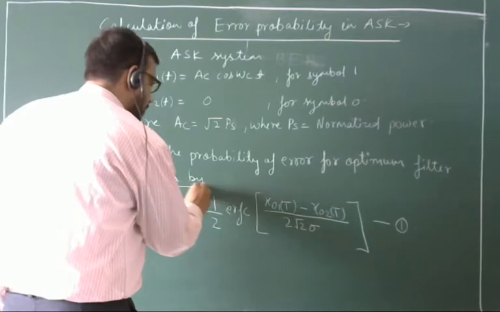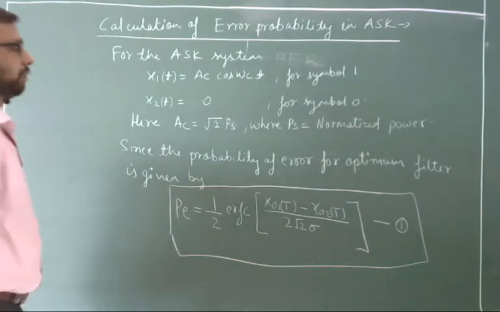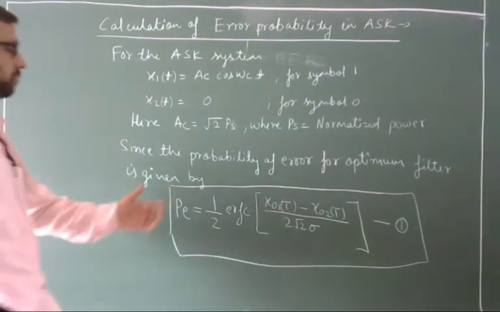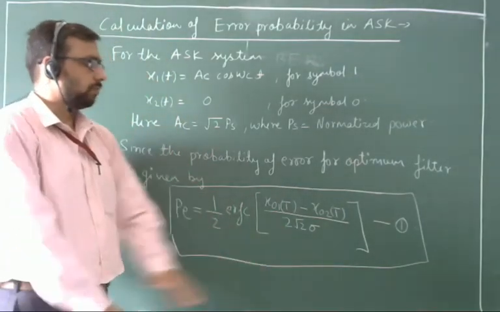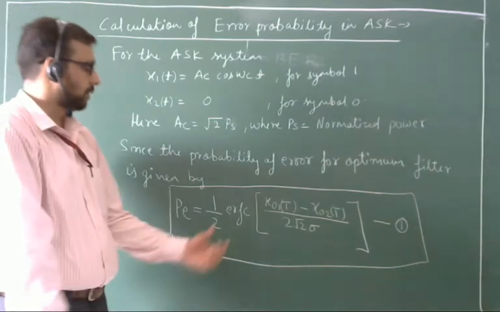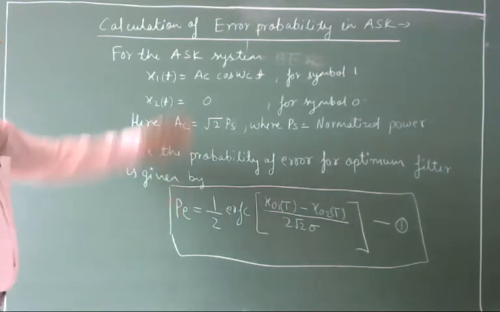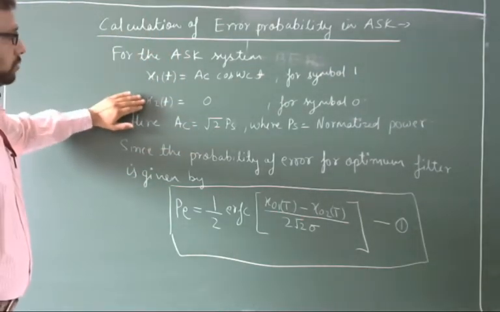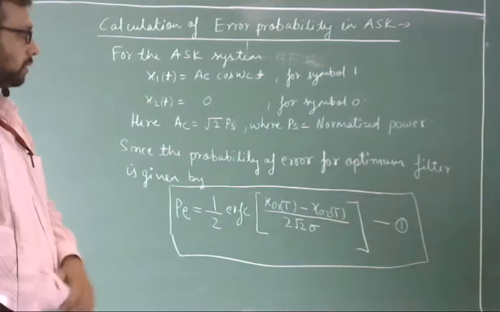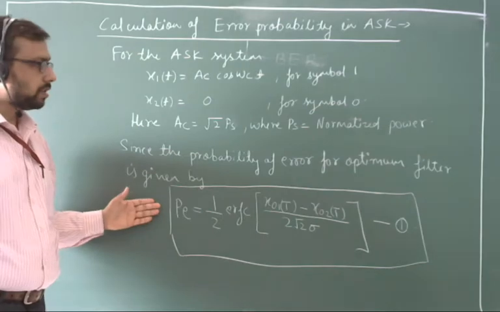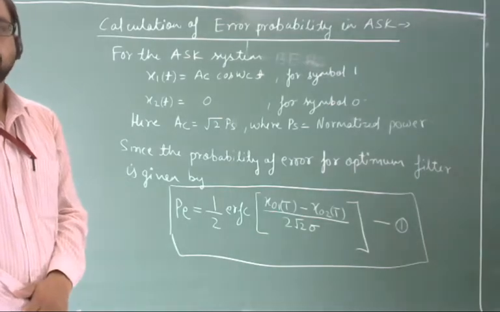This known formula has already been derived: the probability of error for the optimum filter, we have already discussed. So finally we have to calculate this quantity and then place it in this formula, equation number 1. So what did we just see? For the ASK system we assumed x1(t) and x2(t), here Ac is equal to this quantity, where Ps is the normalized power. And this known formula is the probability of error for the optimum filter, represented by equation number 1.